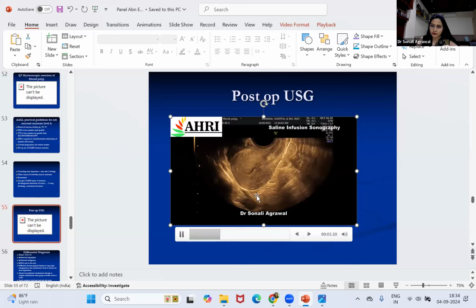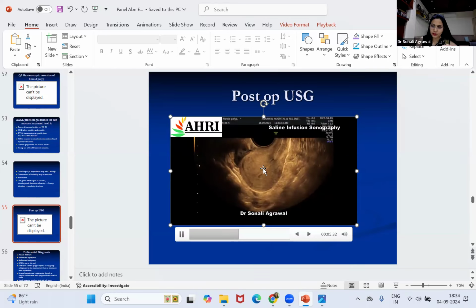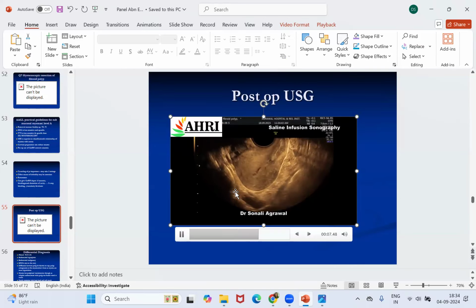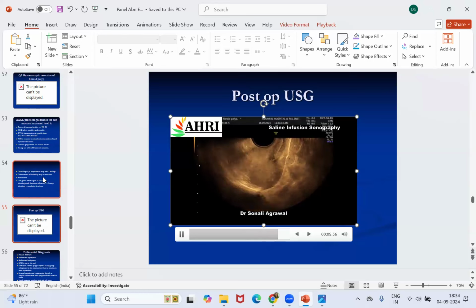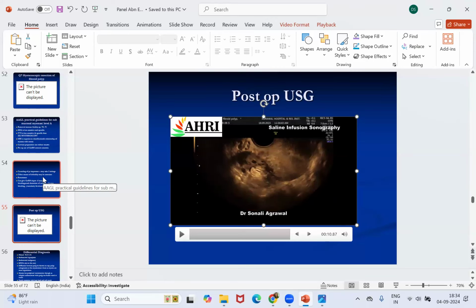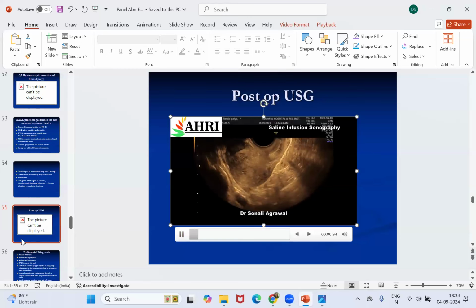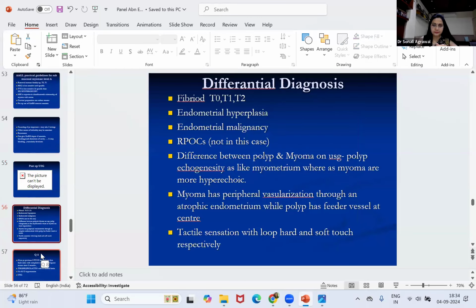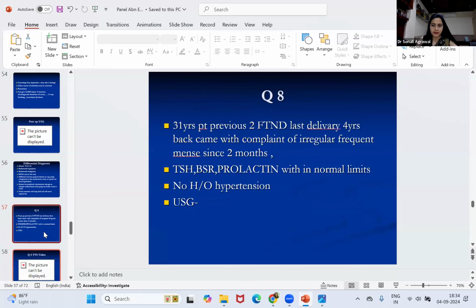This is the post-op picture of the same patient. So we have to explain about the chances of recurrence in this. Chances of recurrence we have to explain. But I think recurrence is not that common. If you have not removed it completely, then it can pop out further. So this is the post-op picture of this patient.